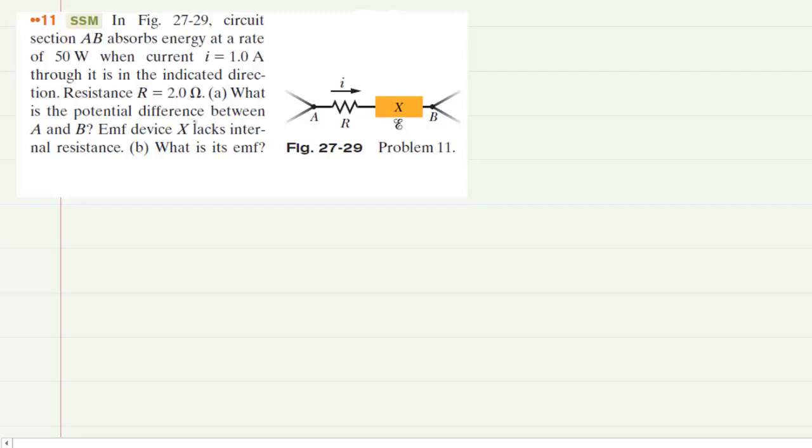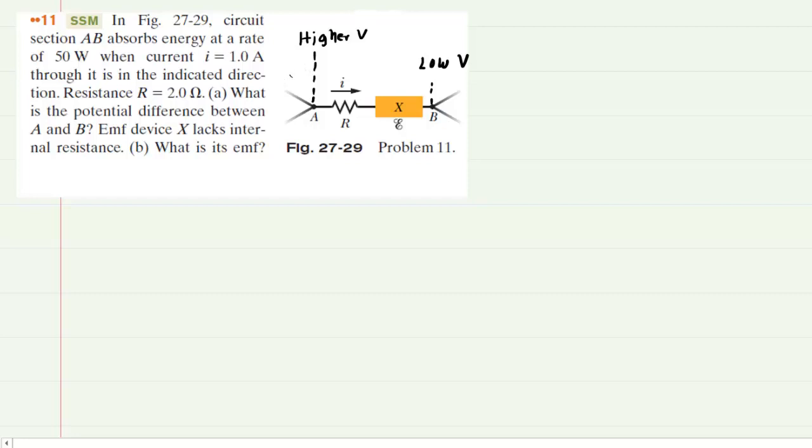In part A, we are asked to determine the potential difference between points A and B. We might begin by noticing that the current is flowing to the right in this diagram, and so we can already conclude that point A is going to be at a higher potential compared to point B. And that is simply because current will have a natural tendency to flow from a higher electrical potential to a lower electrical potential.